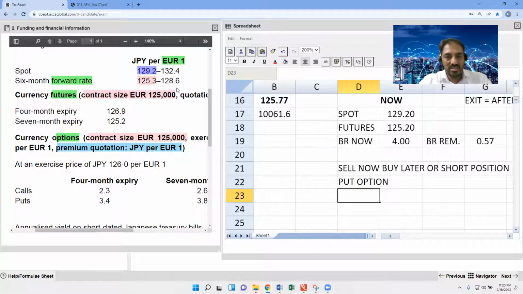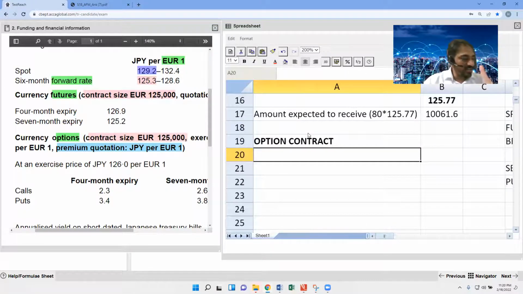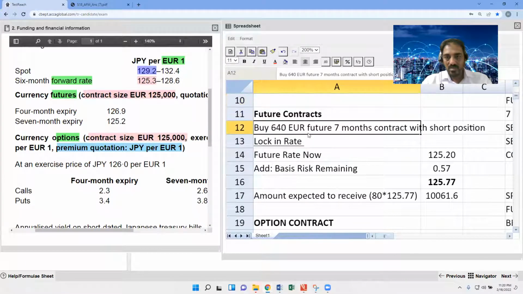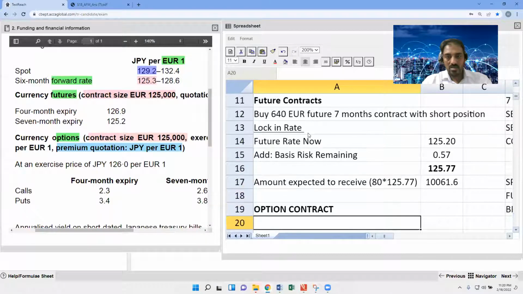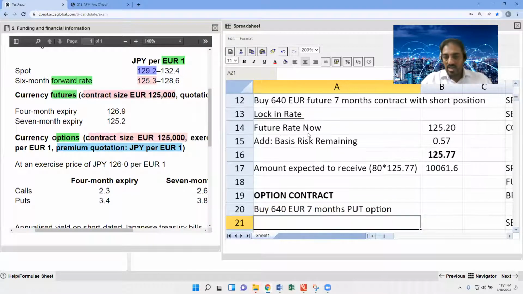Number of contracts, same, 640. What we will say here, to get 1 mark quickly: we will buy 640 euro, 7 months, put option. And you will get the 1 mark.